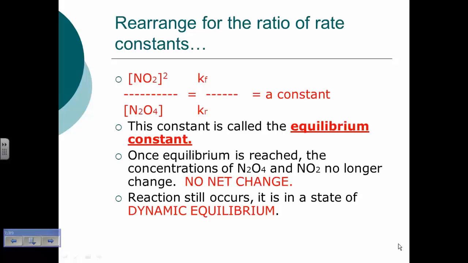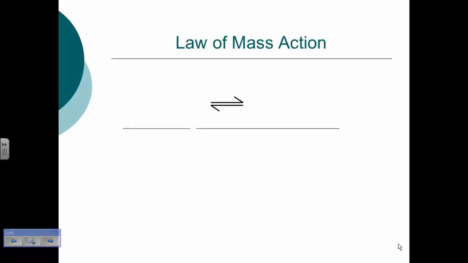Notice it says once equilibrium's reached, the concentrations of those reactants and products no longer change. We mentioned that on the previous slide. There's no net change. This is a flat line of the graph that we just drew together in the margin. This reaction is now in a state of dynamic equilibrium. Dynamic equilibrium. It's the opposite of static equilibrium. Dynamic equilibrium. Things are moving. They're just moving at the same rate.